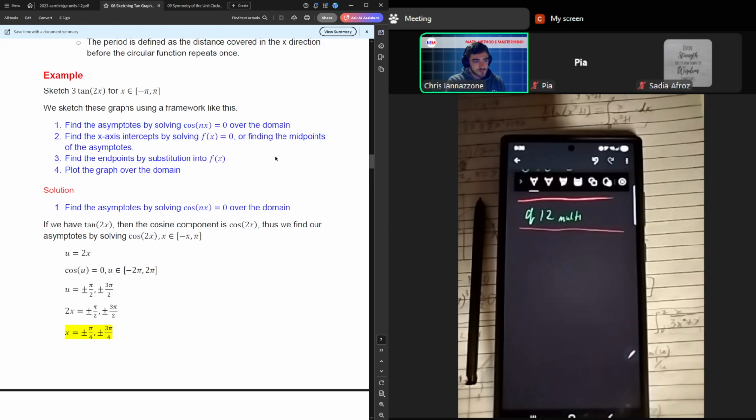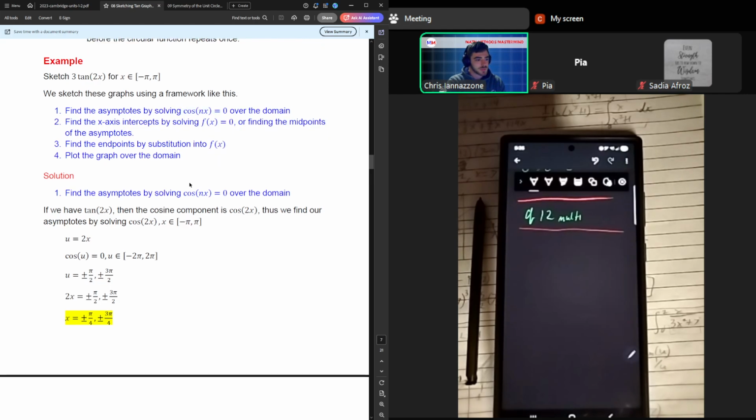My preferred way of finding the asymptotes for tan, just in general, is to do the whole sine divided by cos situation. So if you have tan 2x, then that would be the same thing as having sine 2x over cos 2x. So if you want to find where your asymptotes are, you find where the cos 2x is equal to 0, and you do that over the full domain.